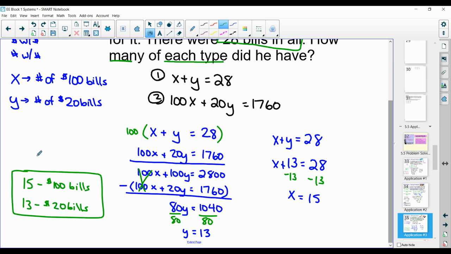Now, when I say that sometimes you have to be careful to answer the question, I could, instead of asking you how many of each type, ask you what was the value of the $100 bills. Well, then you would have to go one step further and say, well, 15 times 100 was $1,500. Or I could have said, what was the value of the $20 bills? And you could do the same type of thing. So it's important that you always read that final question, because sometimes finding the unknowns isn't the last step.